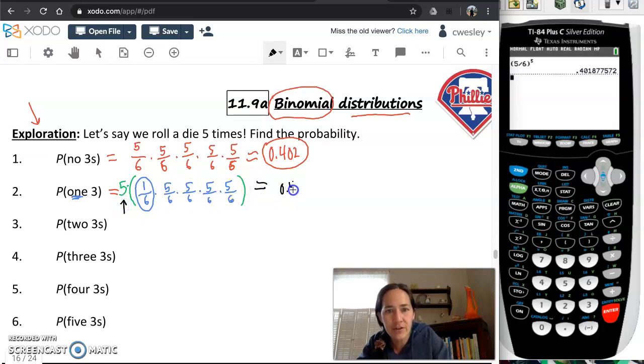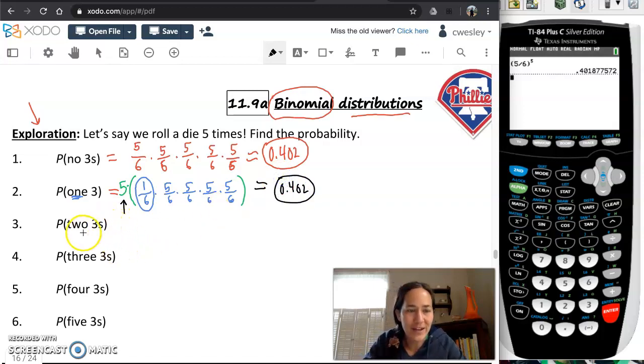Check it with the calculator, you get 0.402 again. Okay, so 2 down. Now let's move up the ranks. 2 3s. Okay, well, I gotta think for a second. This one's a bit more complicated.